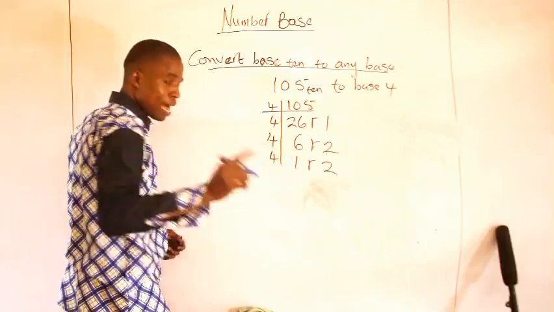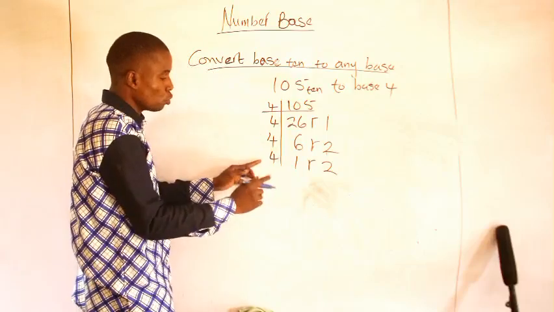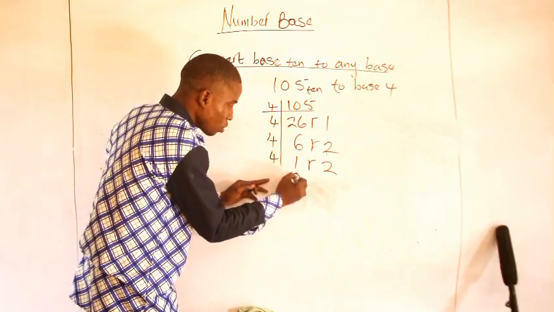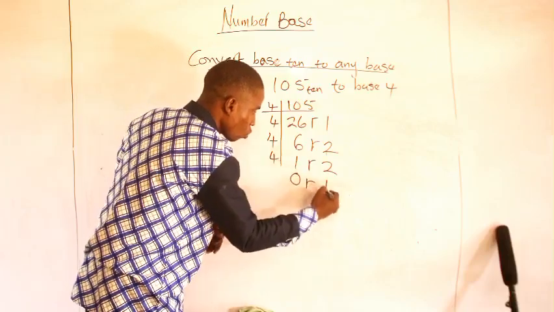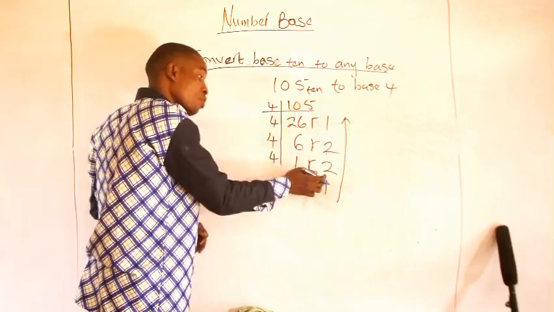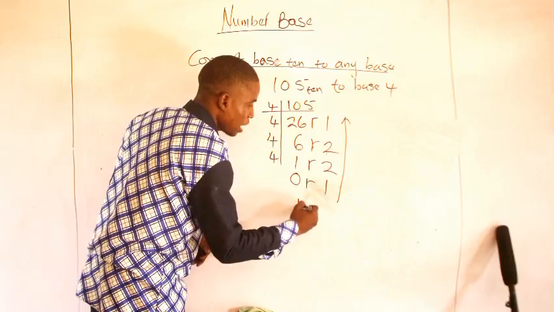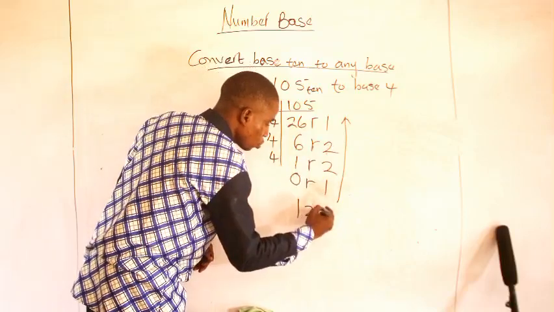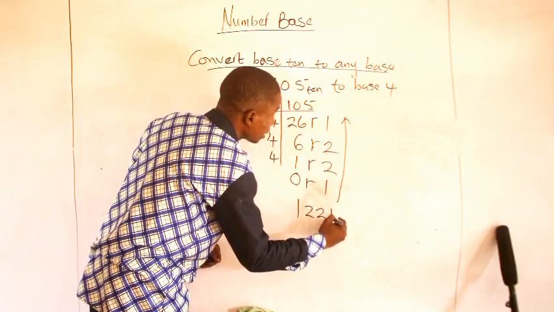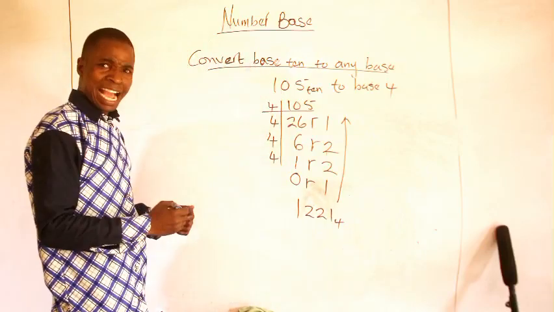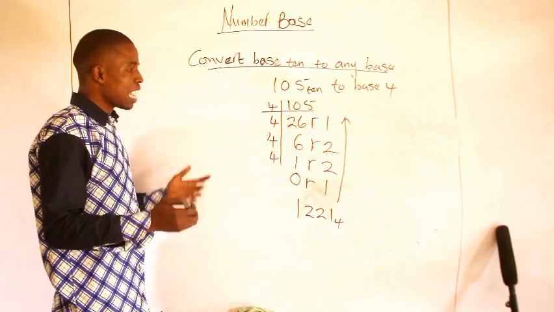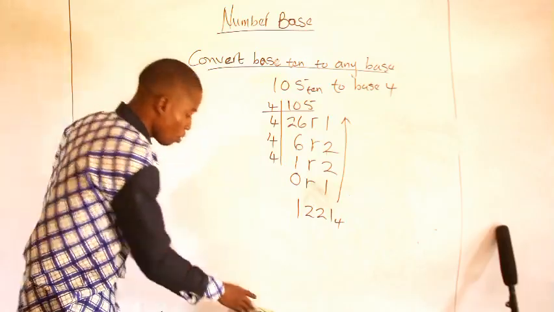Now 4. Remember, this one divided is not possible. What do you write? Write 0. Remainder, write what is here, 1. Put an arrow and start from this one. It will now be 1, 2, 2, 1. Base 4. I know you are getting it. That's all. And let us do one more with it.